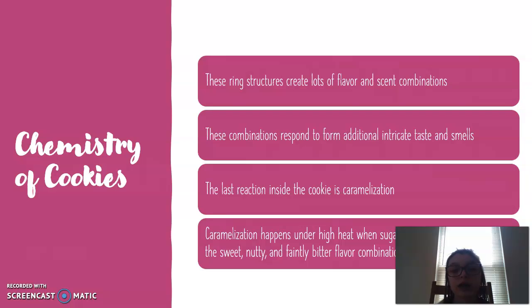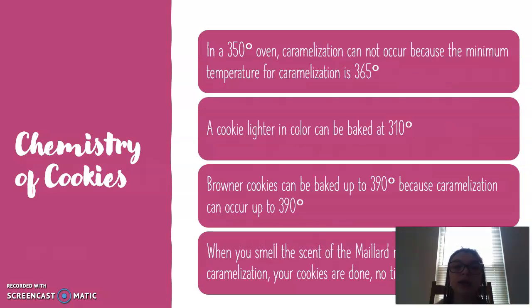The last reaction inside the cookie is caramelization. Caramelization happens under high heat when sugar molecules divide, producing the sweet, nutty, and faintly bitter flavor combination that describes caramel. In a 350-degree oven, caramelization cannot occur because the minimum temperature for caramelization is 365 degrees.